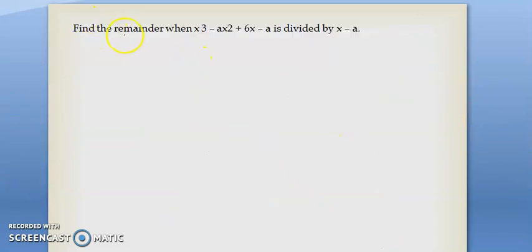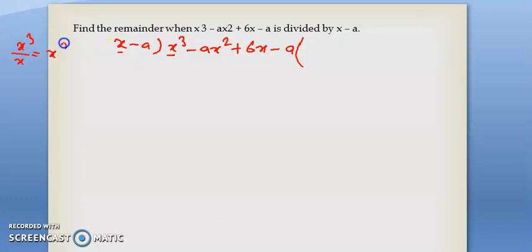Now this is a question like find the remainder when x cube is divided by this. That means I have to write again x minus a, x cube minus ax square plus 6x minus a. So what is the thumb rule? This should be divided by this. That means x cube divided by x should equal x square. So this is our quotient x square.